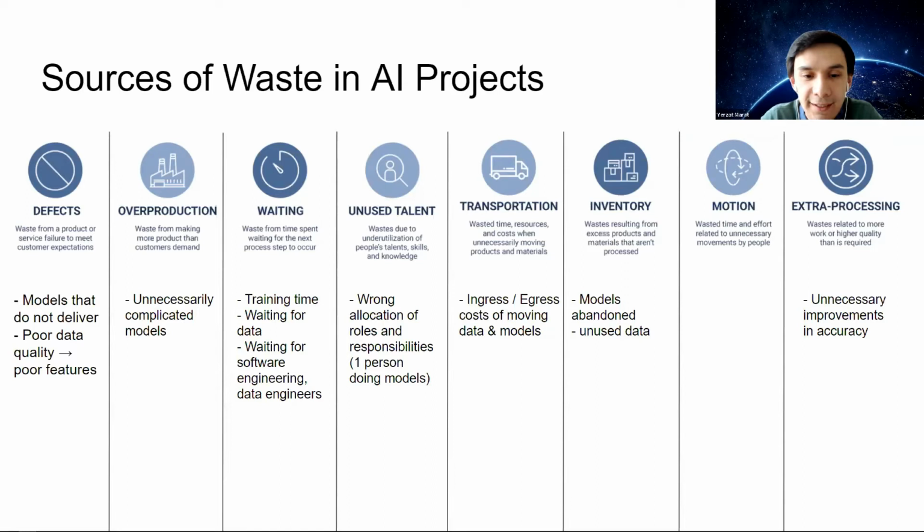So transportation, that one was added by Ashley. The costs of moving data and models between different warehouses and inventories and whatnot is also a type of waste. Models abandoned, in terms of inventory, is a big waste I've seen, where you are working on something and then it turns out there were wrong assumptions, or you're just going in the wrong direction. But this is a very tricky one because, as I said, projects are iterative in nature, so sometimes you need to go down the wrong path. So be wary of this.